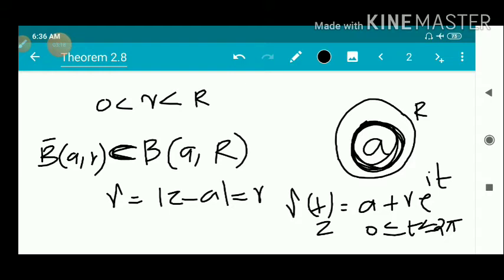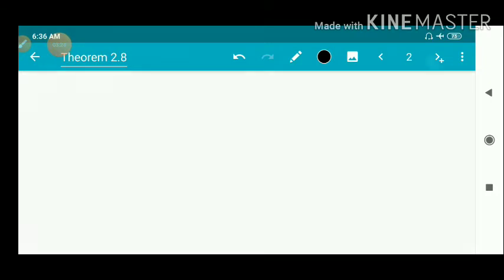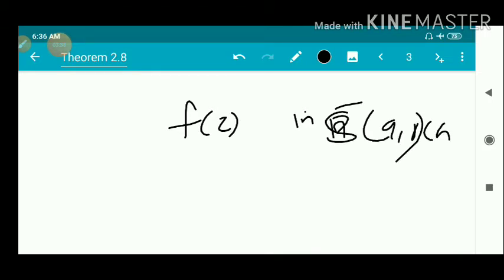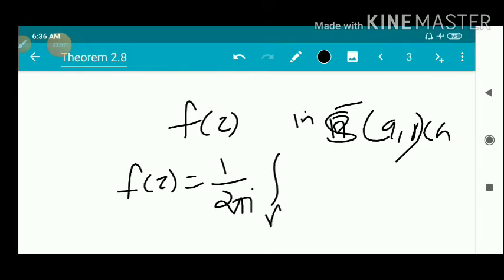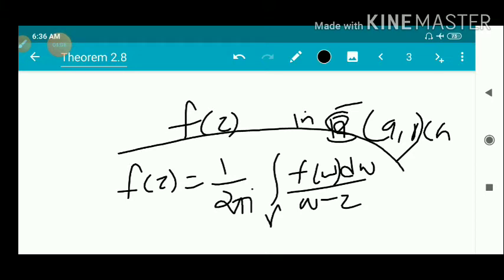So by the previous theorem, Cauchy's integral formula, simple version, if there exists an analytic function f of z in some closed disk B closure (a, R) subset of an open set capital G, then we can write f of z in an integral form, that is f of z equal to 1/2 pi i integral over gamma f of w dw divided by w minus z, where w is a point on the circle gamma and z is a point interior to gamma.